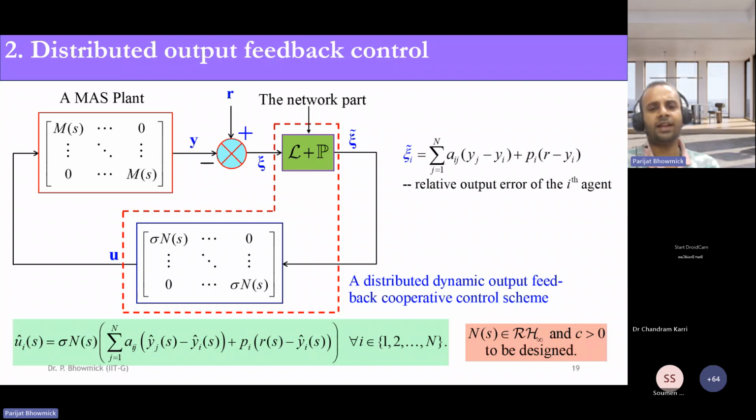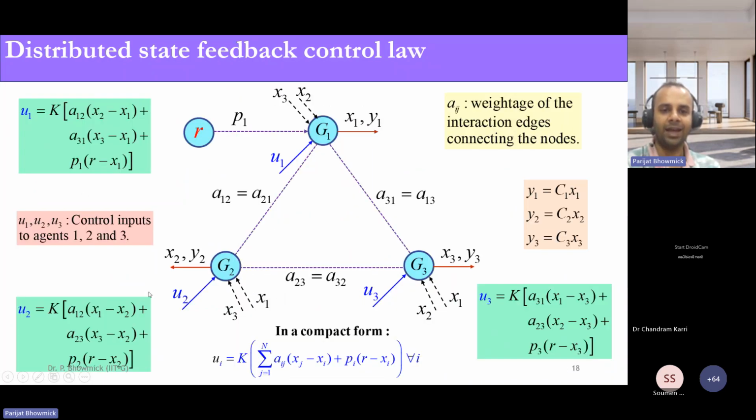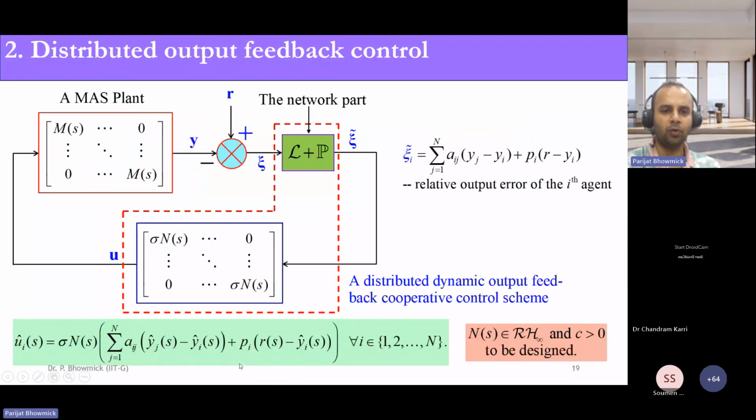Only the difference is that this controller has been expressed in the frequency domain, and also it is dependent upon the output feedback, not the state feedback. And lastly, here we are using a dynamic control scheme. So this controller N(s) is a transfer function. No longer is it a static gain. Like earlier we had a static gain, simply a k, but now it is no longer a static gain. It's a transfer function matrix.